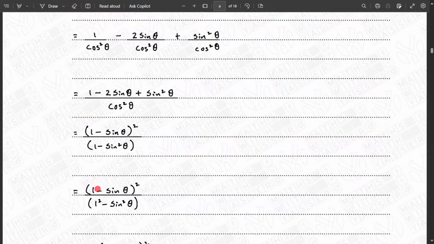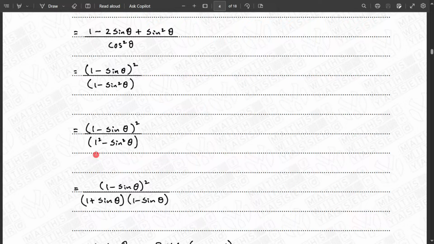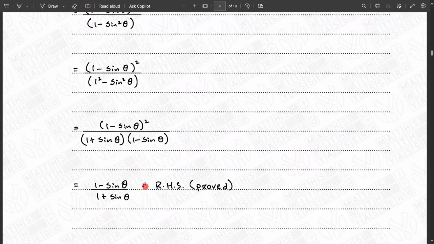We can also say that 1 minus sine square theta can be written as 1 square minus sine square theta. And with the help of the formula that we know, a square minus b square gives us a plus b, a minus b. So 1 square minus sine square theta can be written as 1 plus sine theta and 1 minus sine theta. Now we can cancel 1 minus sine theta from the numerator and denominator, and then we will be left with 1 minus sine theta over 1 plus sine theta.